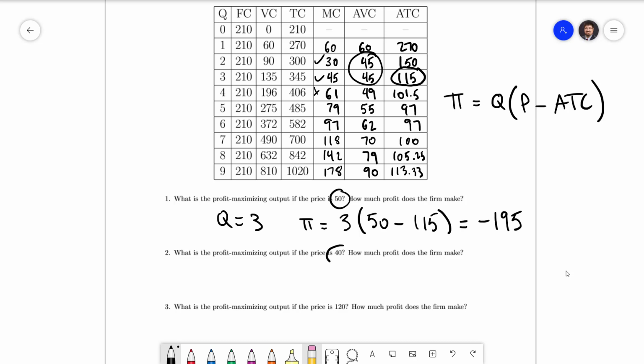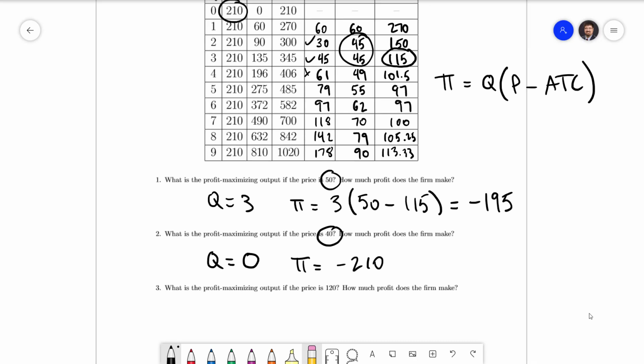For the next one, we have a price of 40. Right from the outset, we can see that this price is lower than the minimum of the average variable cost, so it's going to be impossible to do better than just shutting down. So we immediately know quantity needs to equal 0. For the profit, we're producing 0 and therefore making 0 revenue. And so the only thing that's entering into this is our fixed cost of 210. So we have negative 210 for our profit.